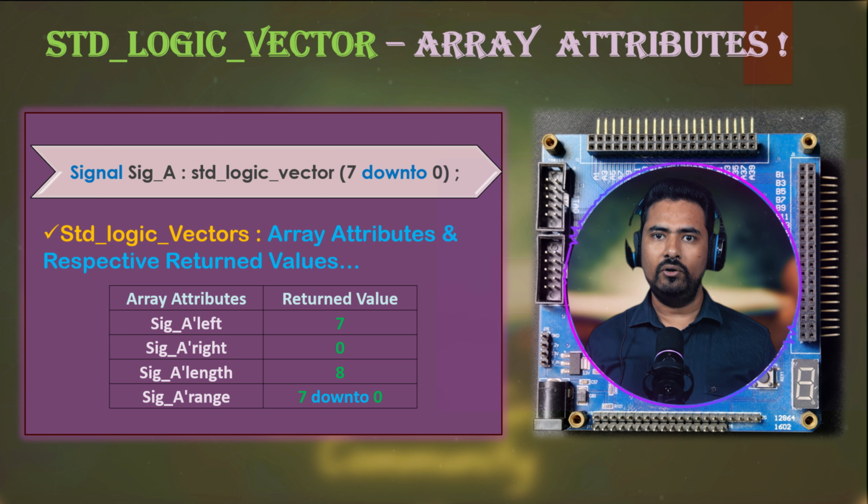In the next session, we will be talking about the attributes of vector type signals and how you can use them for clean and generalized VHDL code. So stay tuned for the updates.